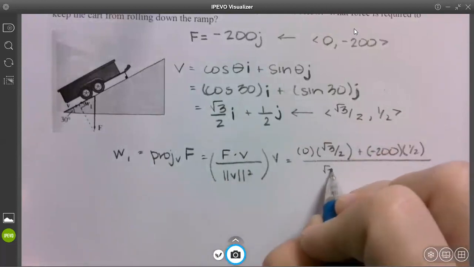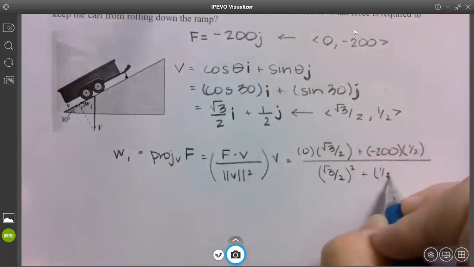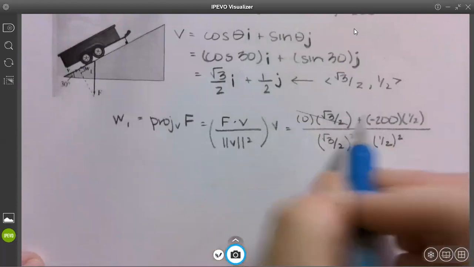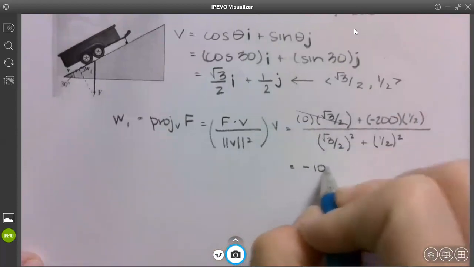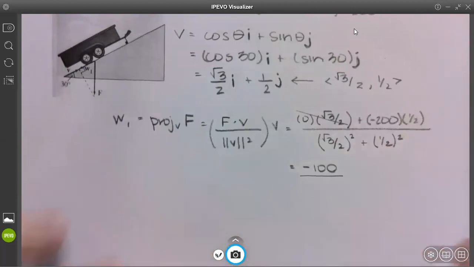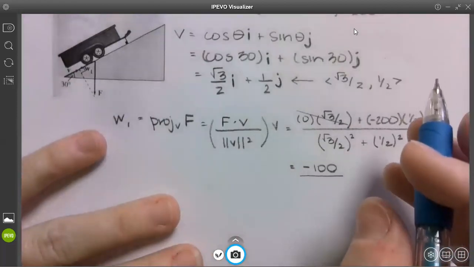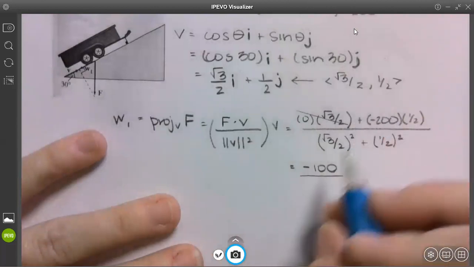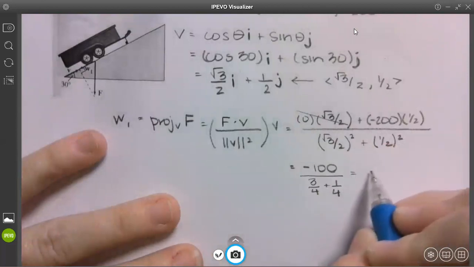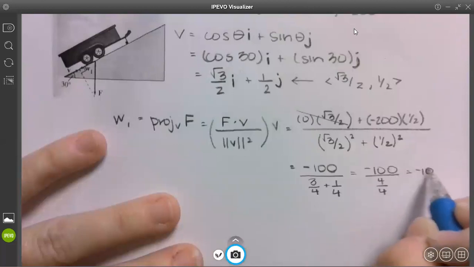So remember your square root's going to cancel out. So all we're doing is the square root of 3 over 2 squared plus 1/2 squared. These will cancel out. On the top, you're going to get negative 100. On the bottom, you get 3/4 plus 1/4, which is 4/4 or 1.